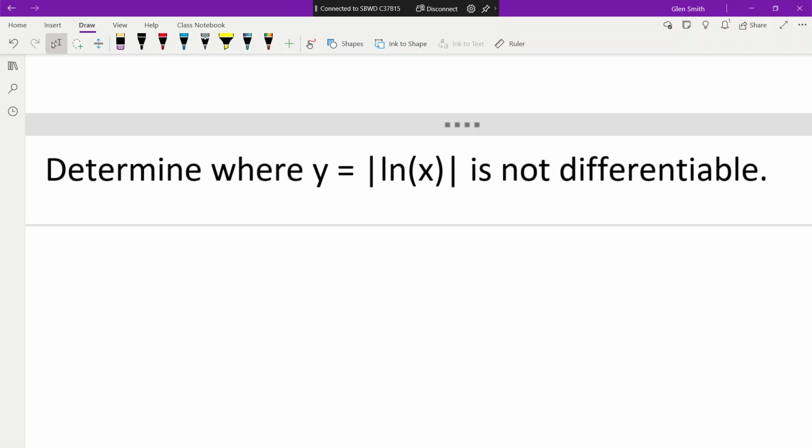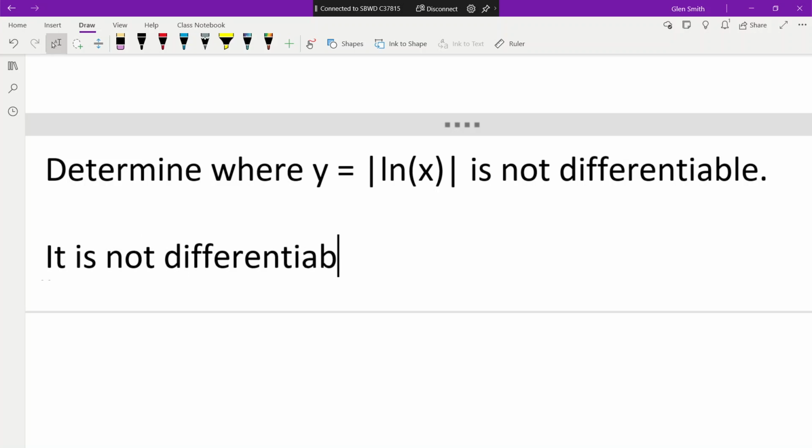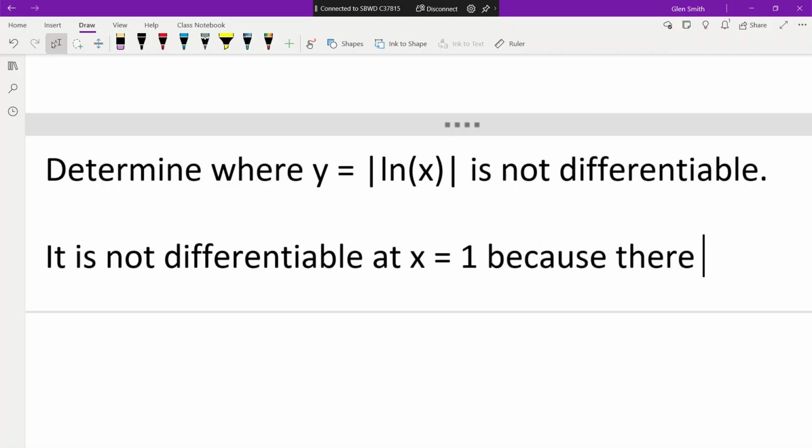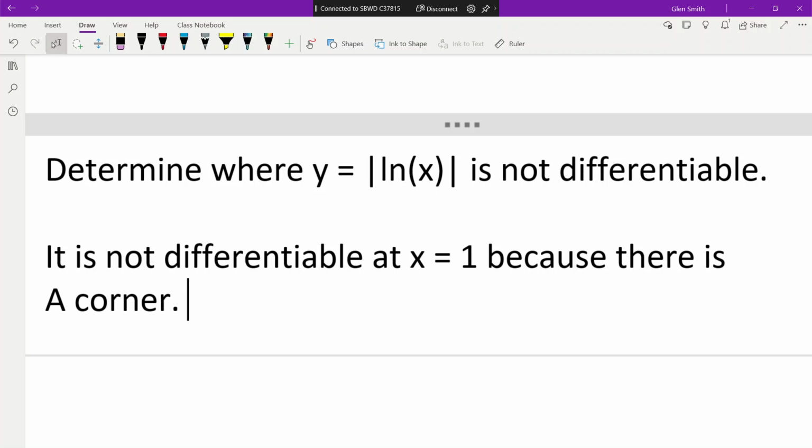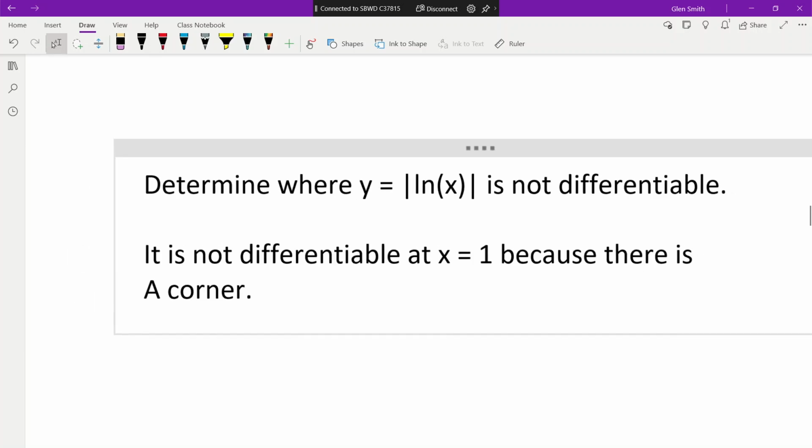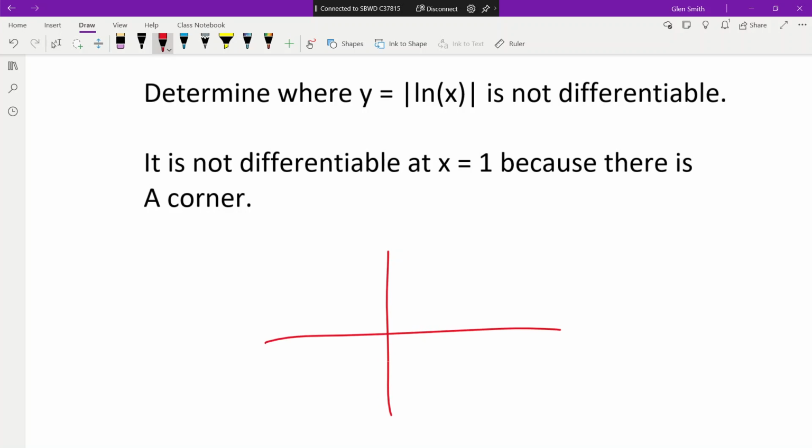What's the answer to this? X equals 1. Why? Because there's a corner. That's it. Okay? It is not differentiable at x equals 1 because there is a corner. You don't need to do any work. Now, on a test or something, I'd like you to show me a graph maybe, but you know ln of x looks like this. There's 1, so absolute value looks like this. Can we handle that? Easy enough?